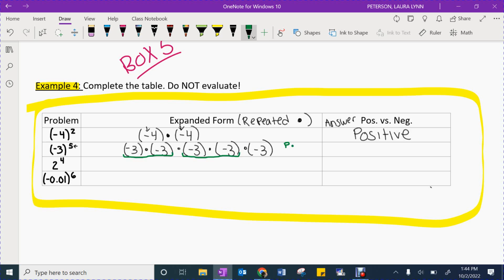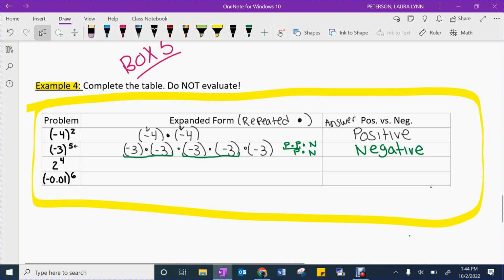How many negatives were in that set? 2. 2 negatives make a positive. Times what was left over, we had a -3. So right now I had a positive number times a positive number times a negative. If I grouped again, and I'm going to use my abbreviation, P and P for positive and positive, two positives when multiplied together give me a positive answer, times what's left over is a negative. So if I have a positive and a negative, according to our rules, it would give me a negative answer.